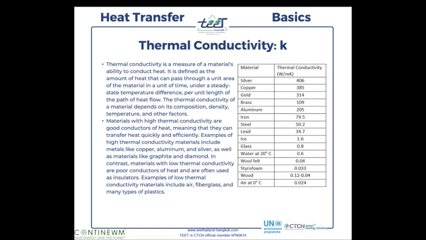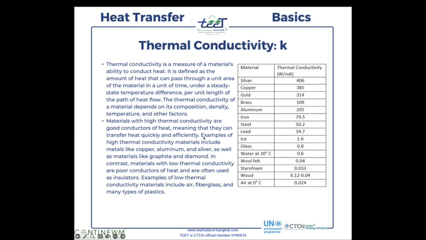And graphite and diamond as well, but we don't use them very frequently in air conditioning, all right? And at the opposite side, you have materials that have very low thermal conductivity and are poor conductors of heat, that we often use for their property as insulators. These can be fiberglass, air, and plastics, okay? So here you have an example on the table.